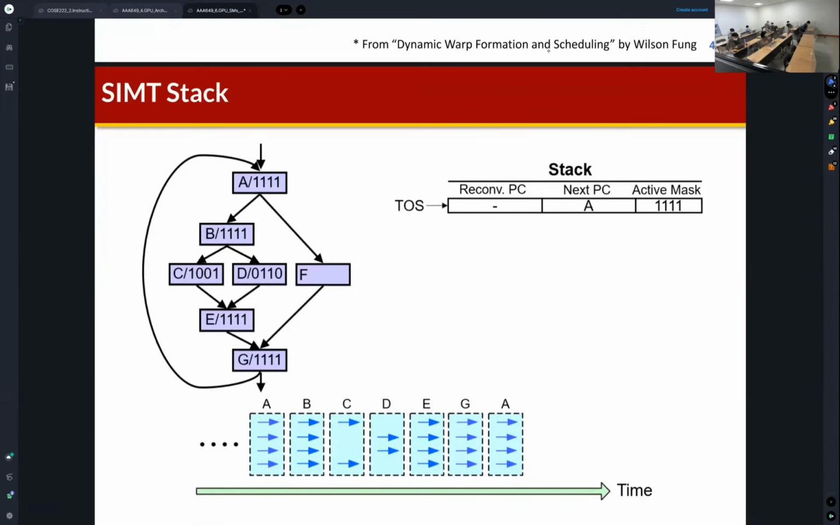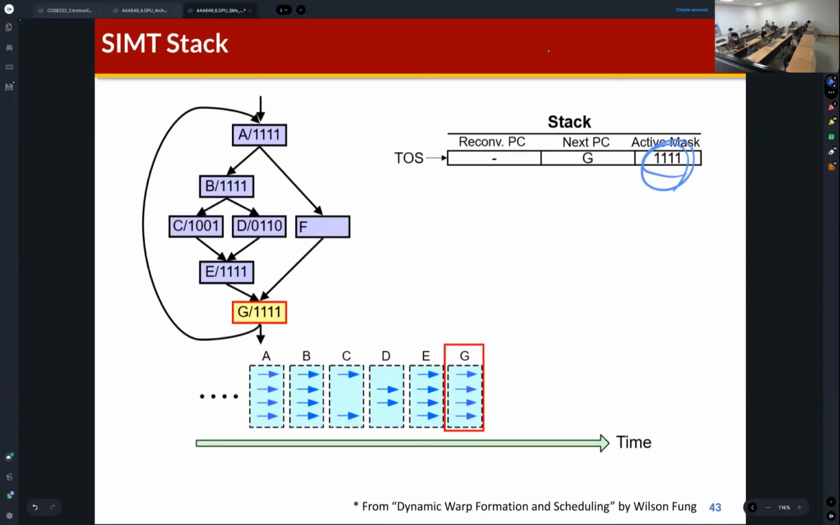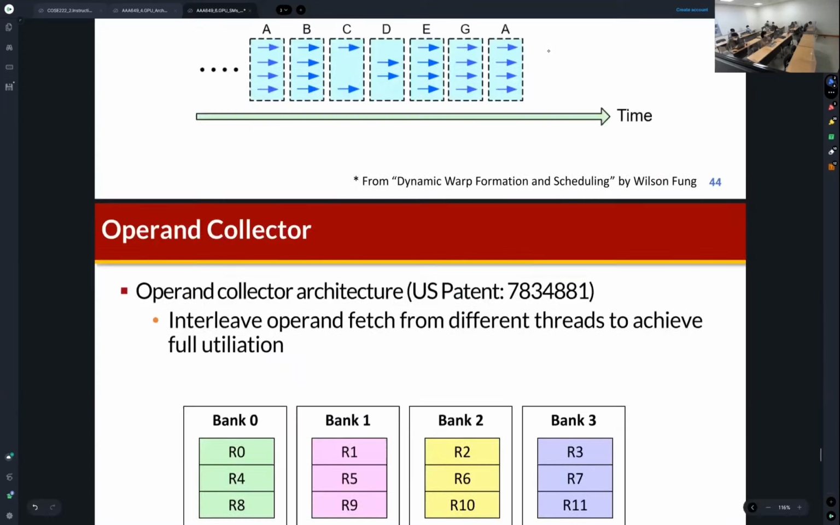Okay, that's how the CT stack works, and how the warp gets the active mask from the CT stack. To support diverse execution paths, the GPU has the CT stack, and the stack manages the next PC and the active mask. The stack also manages the reconvergence PC.